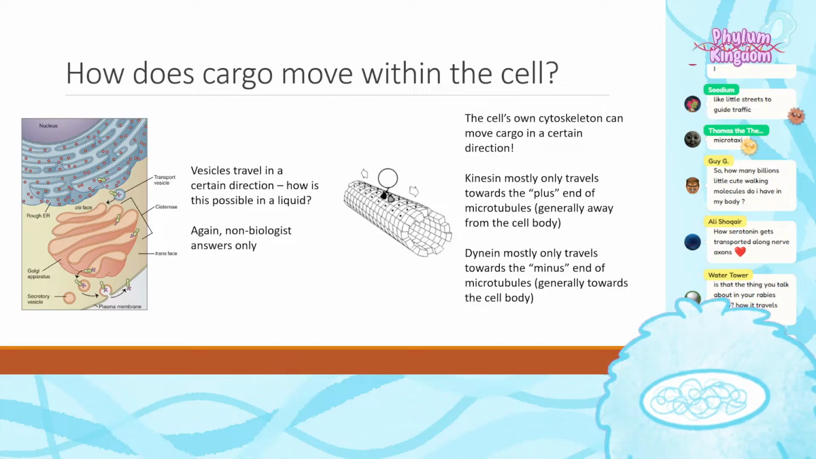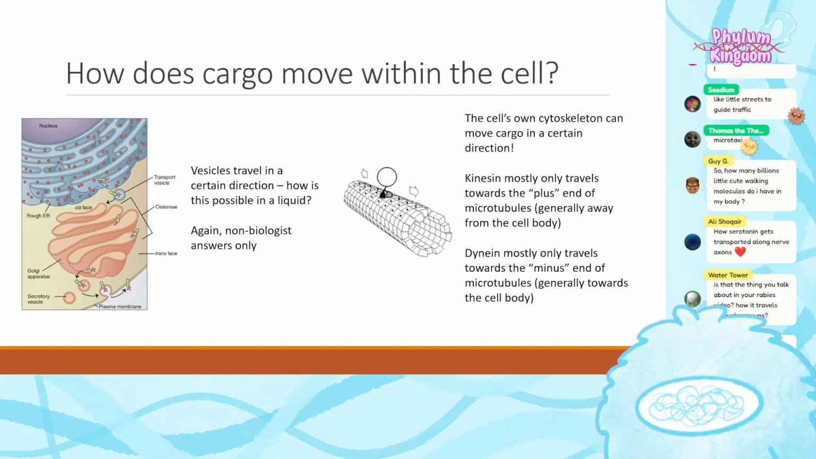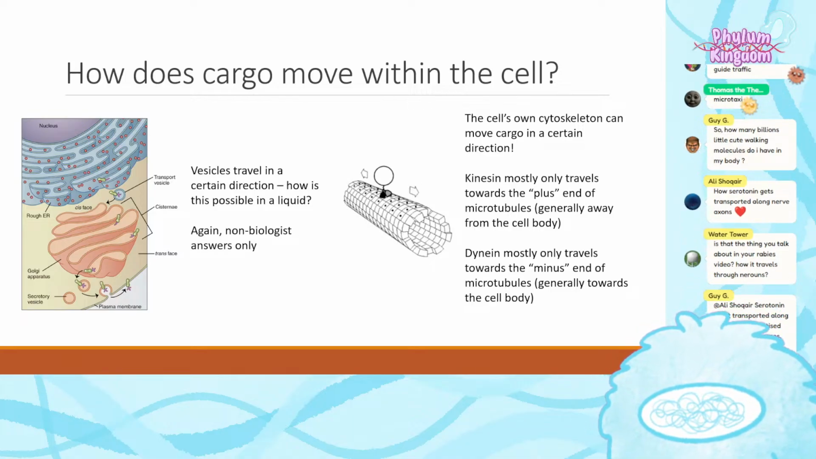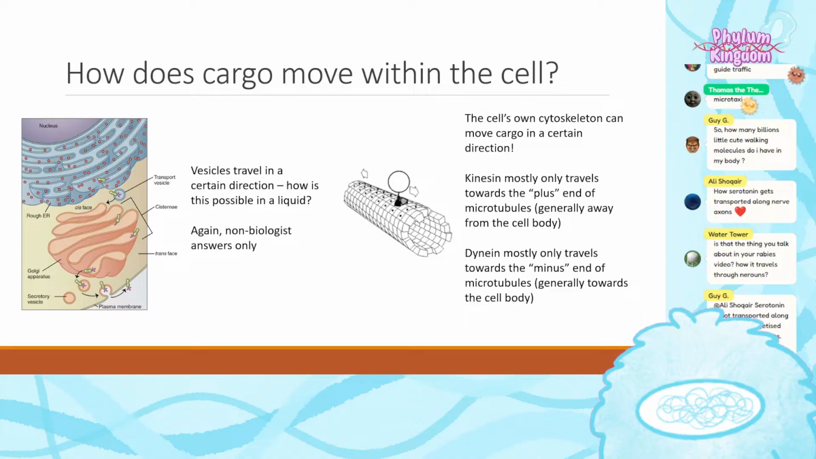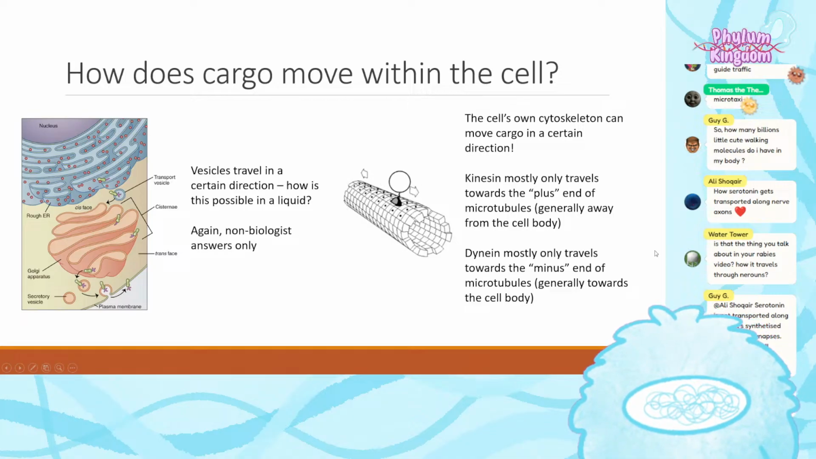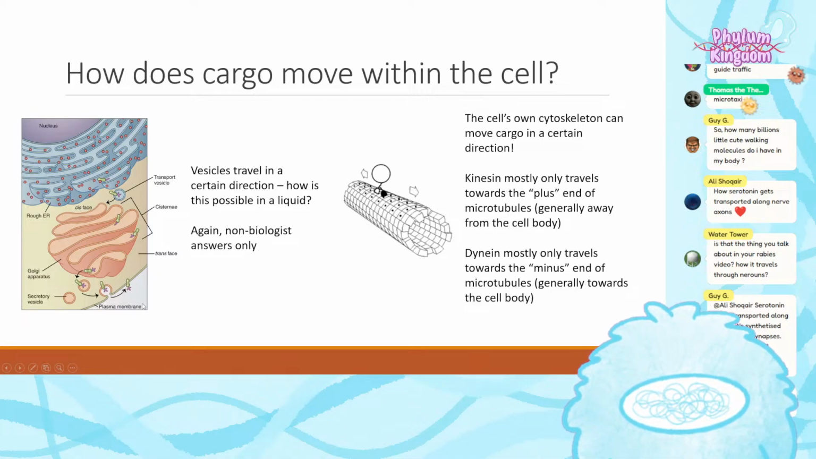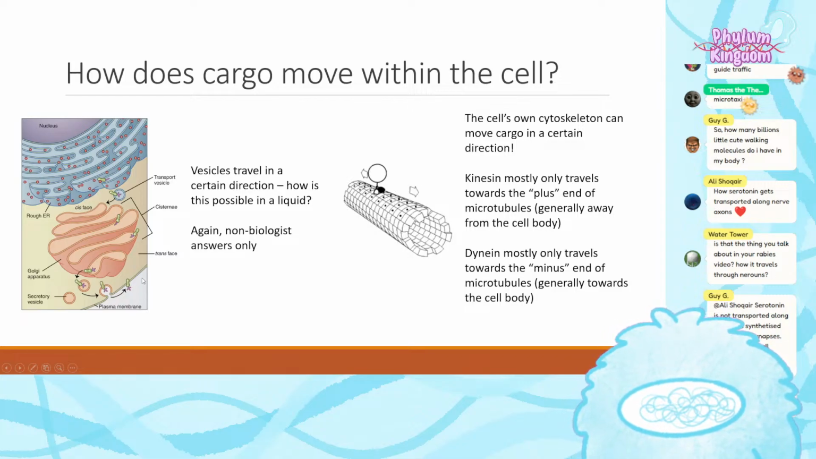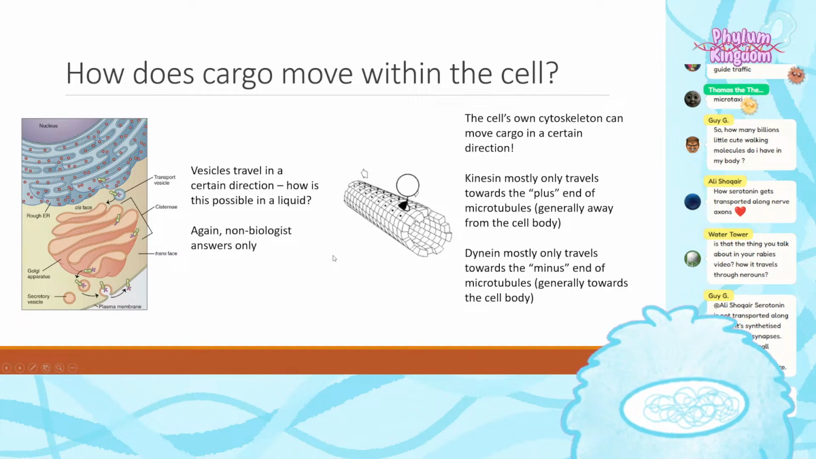Is that the thing you talk about in your rabies video, how it travels through neurons? Absolutely, Water Tower. This is exactly right. I'm so glad that you watched the rabies video and can connect it to what I'm teaching today. So dynein is a minus end motor that brings cargo from the outside towards the cell body. If we're looking at this slide, you can imagine rabies entering from here, and then rabies will hitch a ride on dynein, which will walk along microtubules to bring it back to the nucleus. That's retrograde transport, moving back up the neuron, which is very cool.